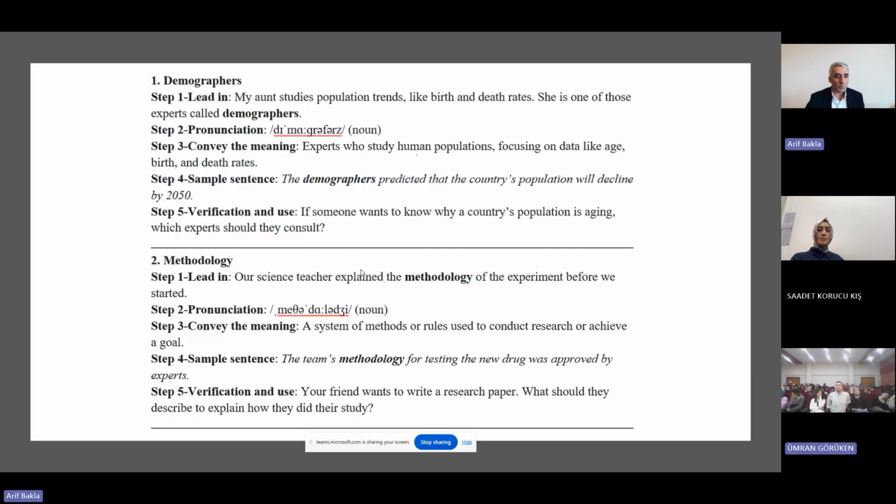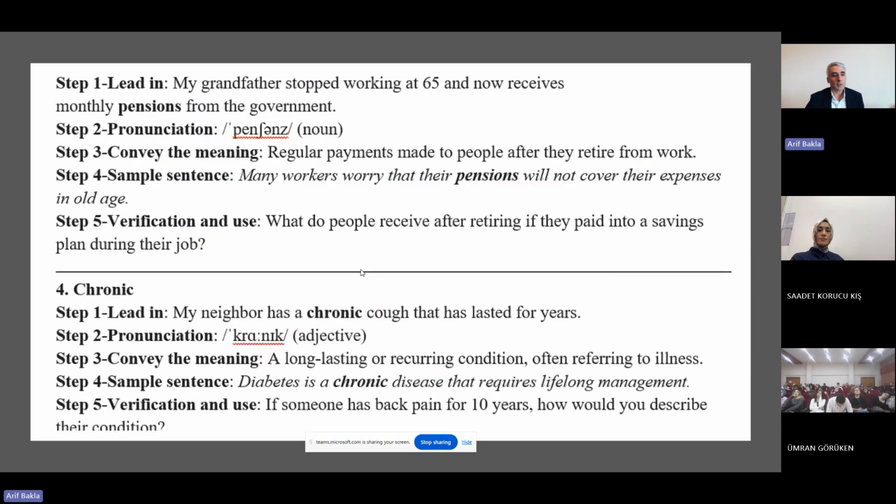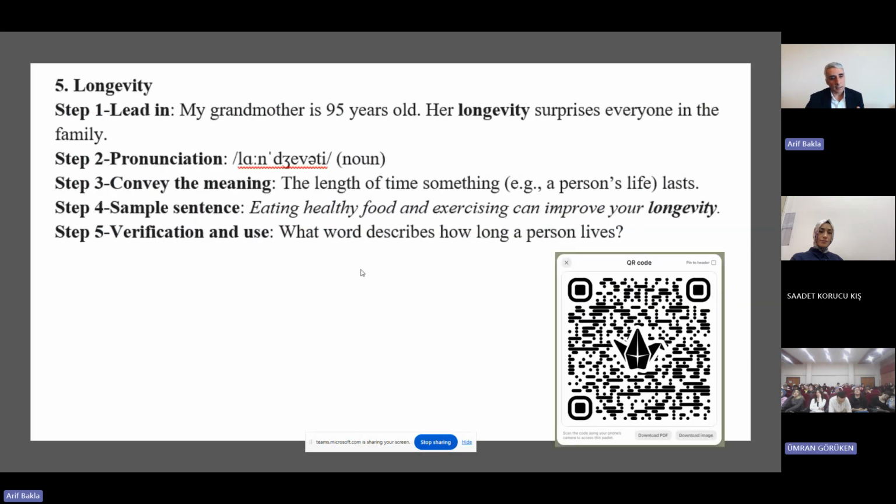And it was basically successful, except for the selection of vocabulary items. You see, chronic. If I were the tool, I wouldn't choose chronic. Okay. Pension, that's okay. Pension could be chosen. Longevity is a good word in this respect. Probably intermediate students won't know this word.